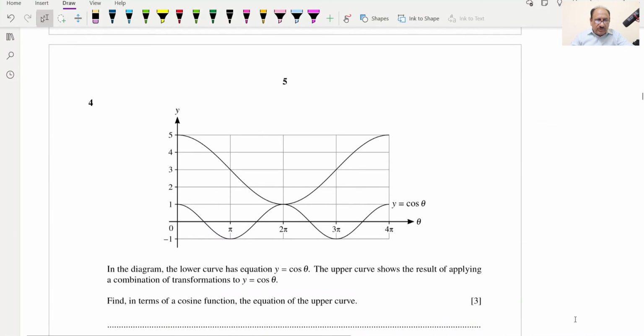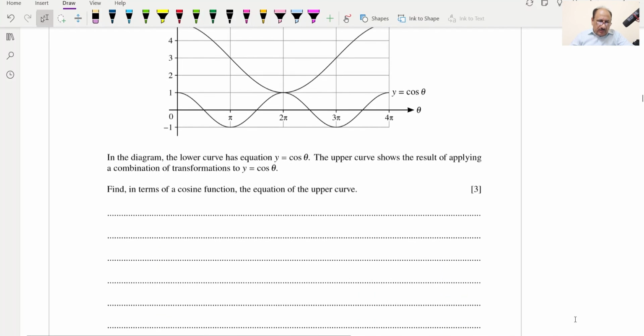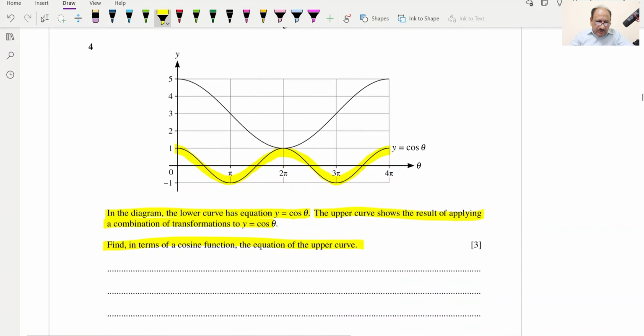Now we can move to question number 4. Question number 4 says, in the diagram, a diagram is provided. In the diagram, the lower curve has the equation y is equal to cos x. So this is the y is equal to cos x curve. The upper curve shows the result of applying a combination of transformations to y is equal to cos x. Find, in terms of the cosine function, the equation of the upper curve. So we will check how it is changed.